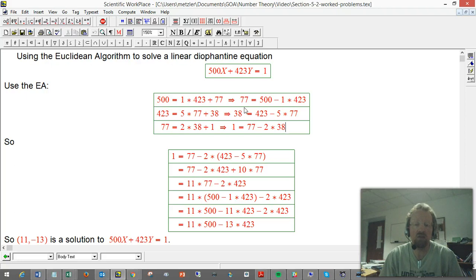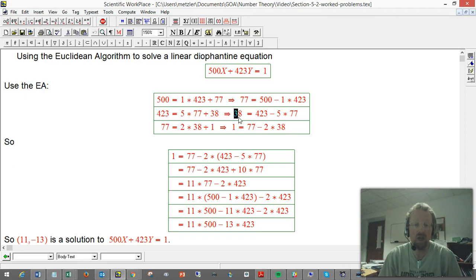And then I just use a chain. I start out with the 1. It's kind of a funky thing. We're starting with something simple and expressing it in a complicated way. It's the opposite of the simplification you often see. But that's because we want to see if we can express 1 in this very particular way as a combination of 500 and 423. So this says 1 is a combination of 77 and 38, just like this.